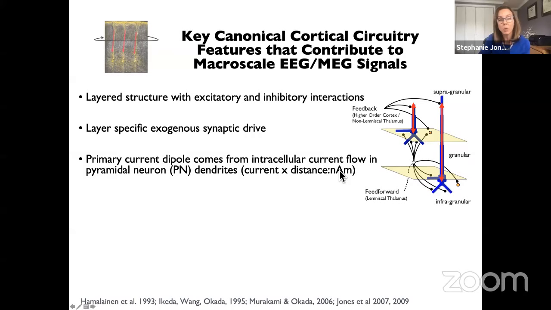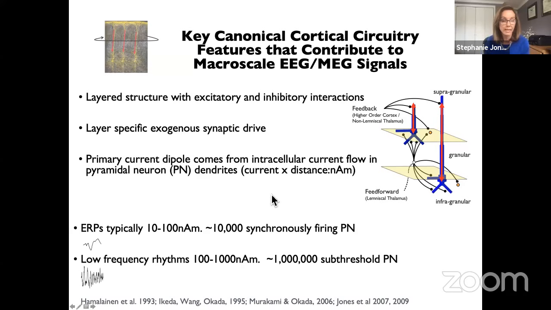And so you have a one-to-one comparison between the output of the model and your recorded data. Now, we know something about the size of the networks that contribute to some of the most commonly measured EEG signals. Some of the most commonly measured signals are ERPs, or low frequency oscillations. ERPs are typically on the order of 10 to 100 nanoampere meters, and they're thought to be generated by the synchronous activity of on the order of tens of thousands of synchronously firing pyramidal neurons.